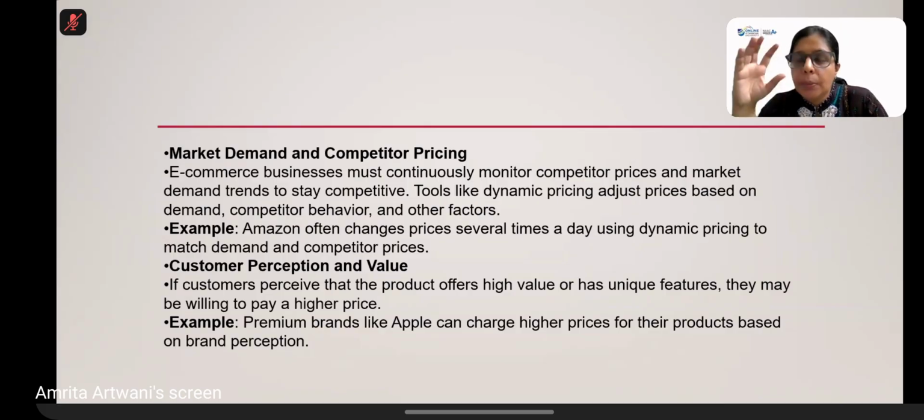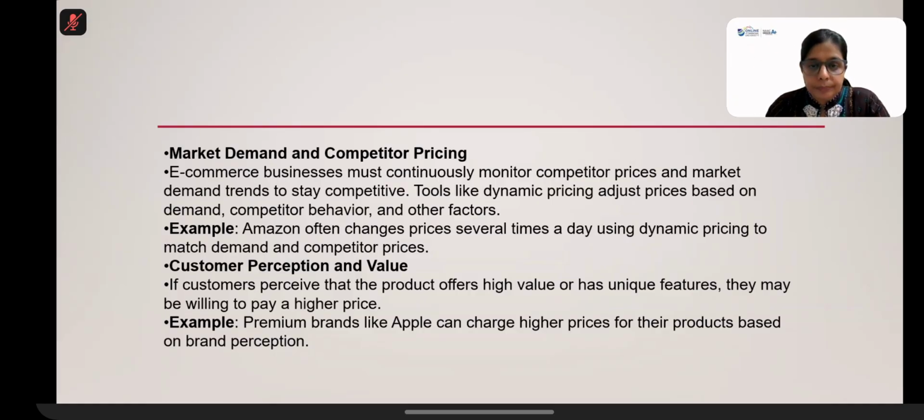Okay, so it will keep a watch on the demand of the product. It will also keep a watch on the price at which competitors are selling the same product. So competitor pricing, demand and supply. All these factors are taken into account when your pricing is based on market demand and competitor pricing. Okay, it happens the same with mobiles.